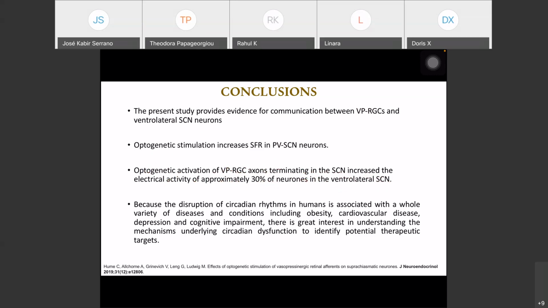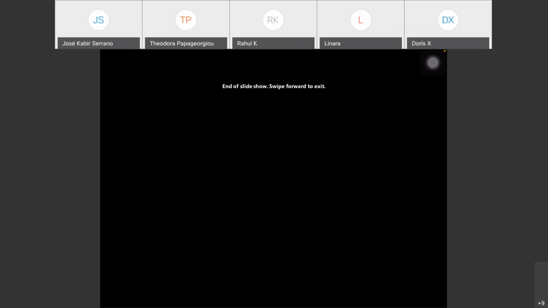And because the disruption of circadian rhythms in humans is associated with a whole variety of diseases and conditions, including obesity, cardiovascular disease, depression, and cognitive impairment, there is great interest in understanding the mechanisms underlying circadian dysfunction to identify potential therapeutic targets. And that's it. So now it's time for questions or comments.